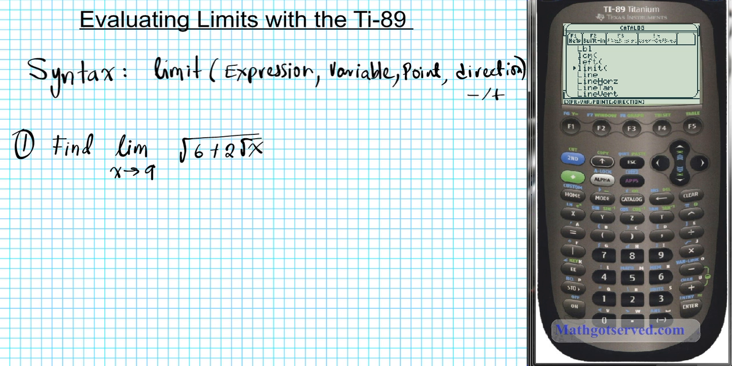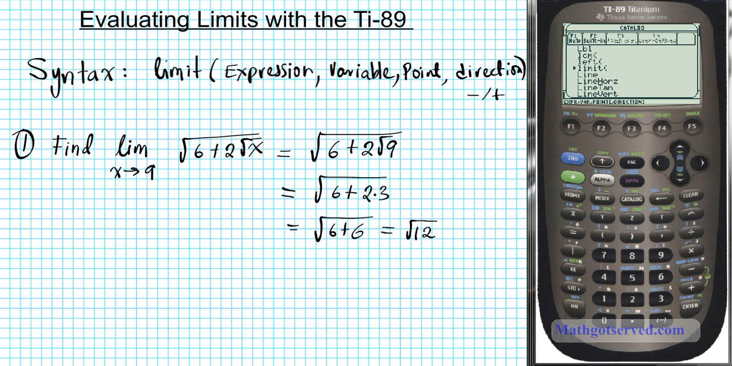So we plug in 9. We will have the square root of 6 plus 2 root 9. Let's simplify this expression. We will have the square root of 6 plus, root 9 is 3, so we have 2 times 3. This becomes the square root of 6 plus 6, which equals the square root of 12. And then if you simplify that, this is 4 times 3, which is 2 root 3. So that's our answer.